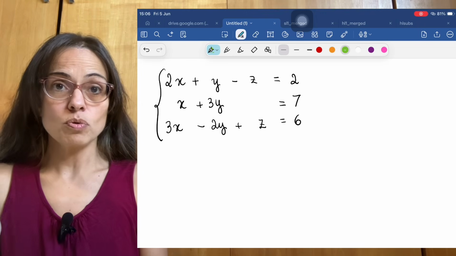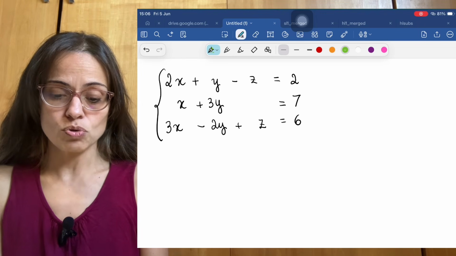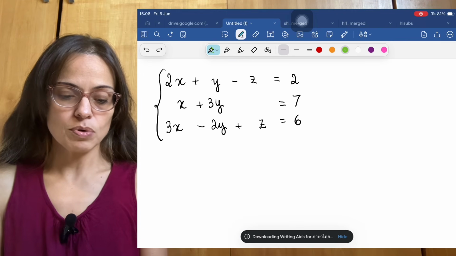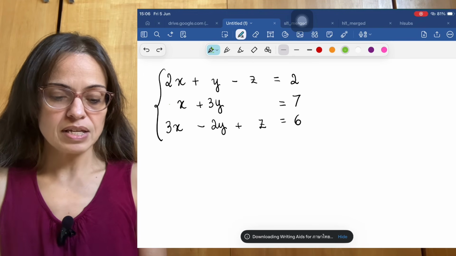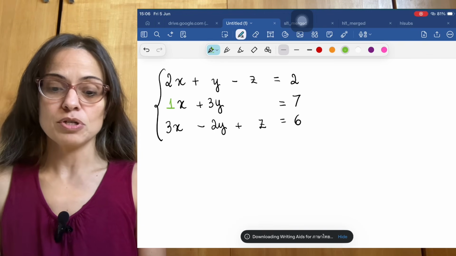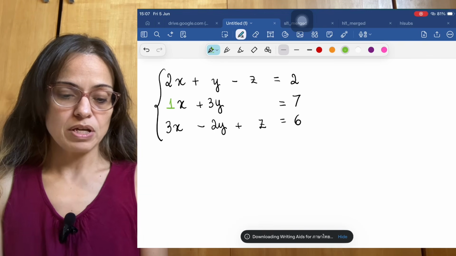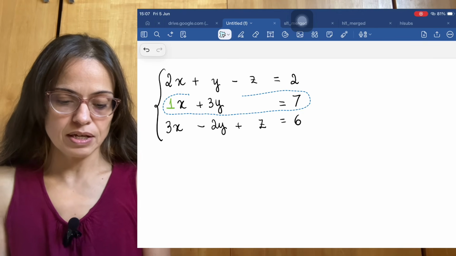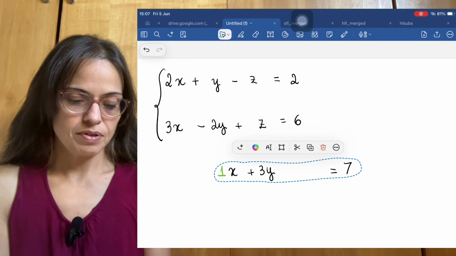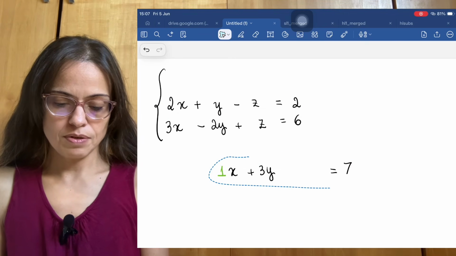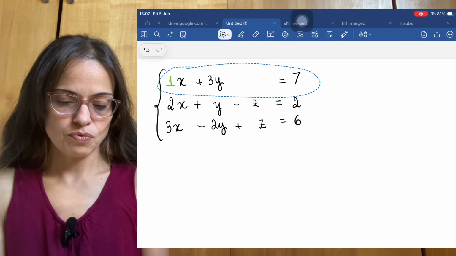Okay, so the first thing I'm going to do in this case is change the order of the first and the second line. The reason why I want to do that is because this x here is multiplied by 1 and the other ones are multiplied by other numbers. So it is going to make it slightly simpler to subtract this line from the other lines than the other way around. So I'm going to put this one here and this one over here.